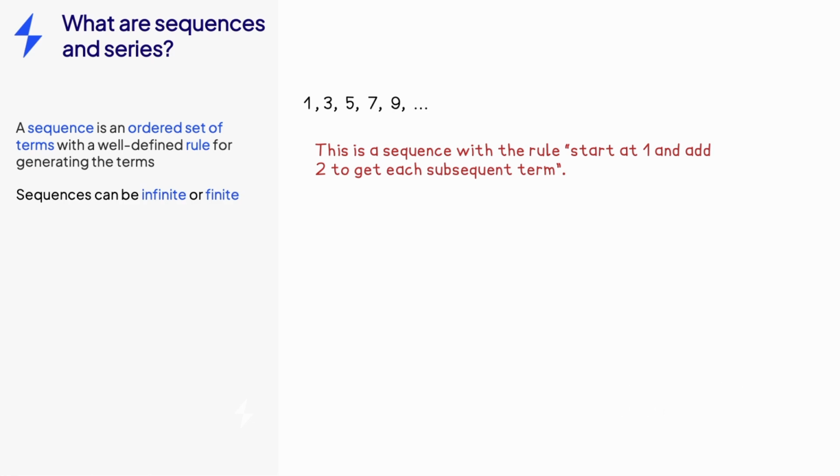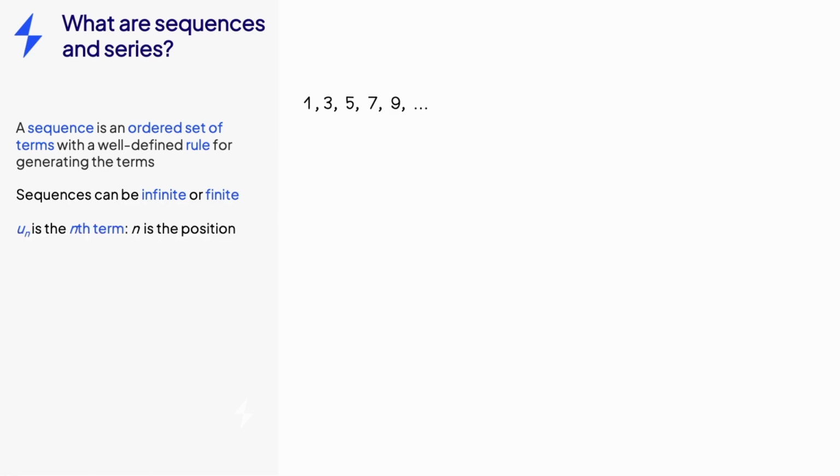And sequences can be infinite or finite. So this is an infinite sequence, but we could turn it into a finite sequence by adding some final term, say for example 127. And the notation u sub n means the nth term, where n is the position. So for example, 1 is the first term, u sub 1, 3 is the second term, and 5 is the third term, u sub 3, and so on.